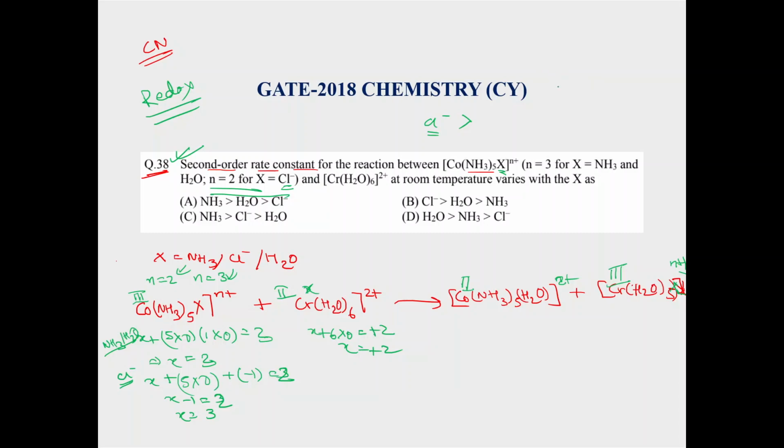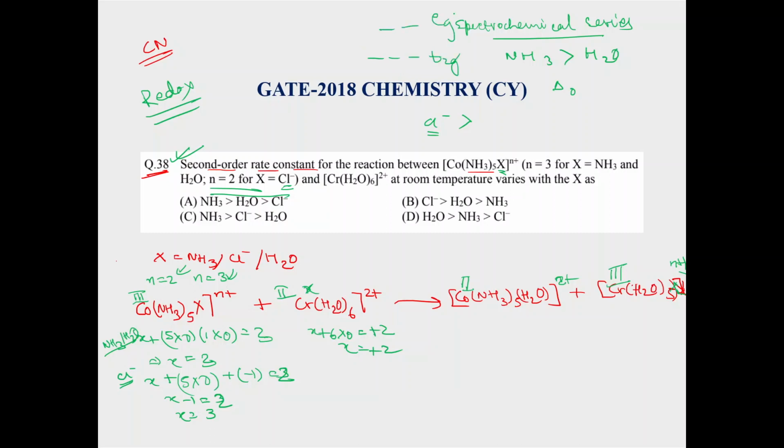Now we have to see which one is more inert in nature. If we know the spectrochemical series, right? In the spectrochemical series, we know that ammonia is a strong field ligand, whereas water is a weaker field ligand, right? And this delta O value, what is delta O value?